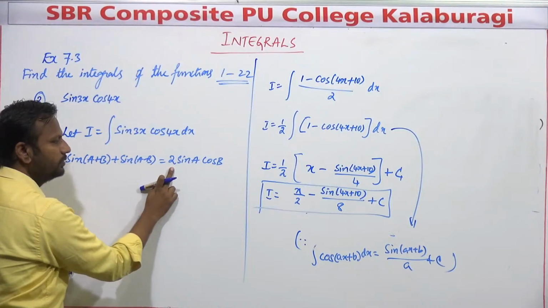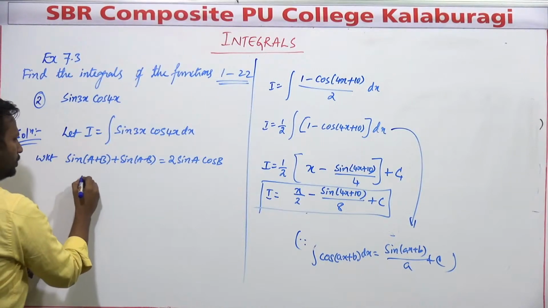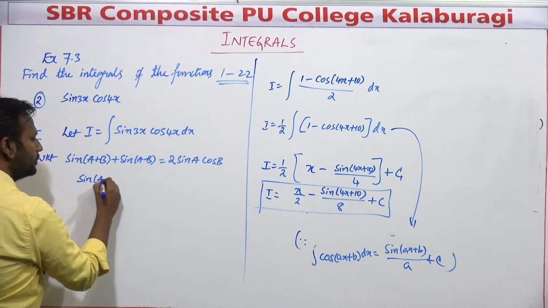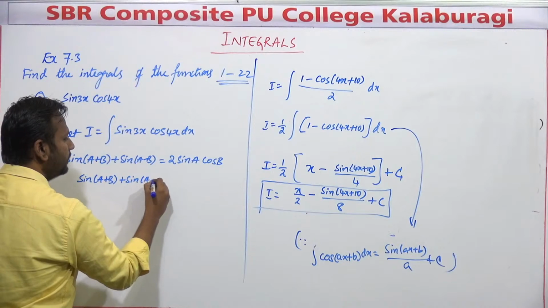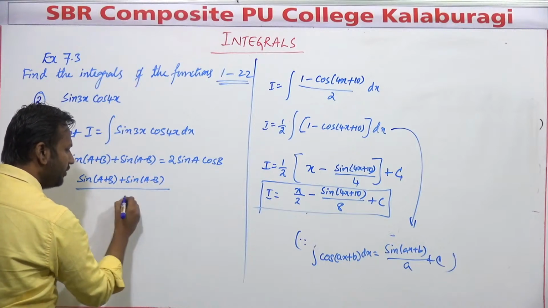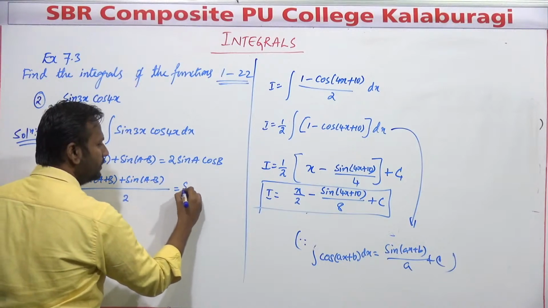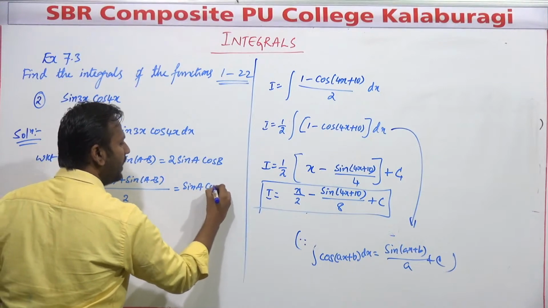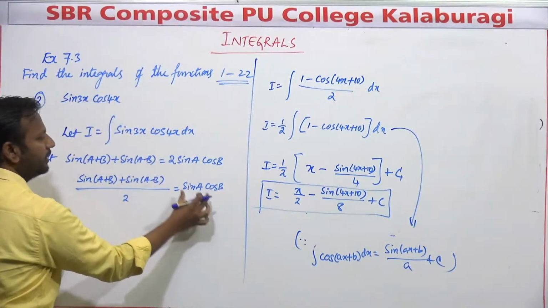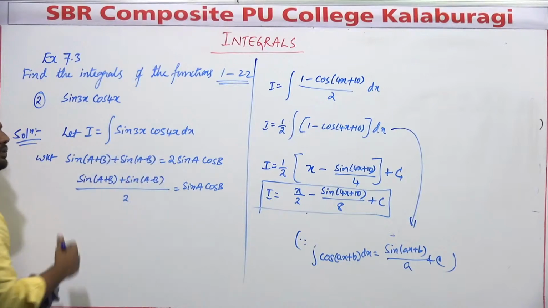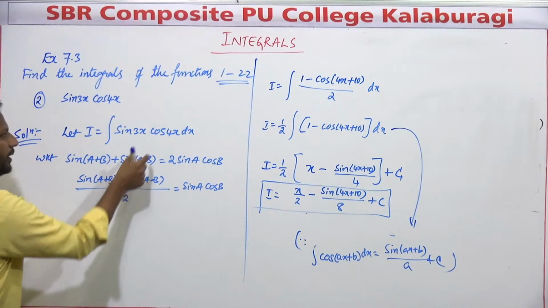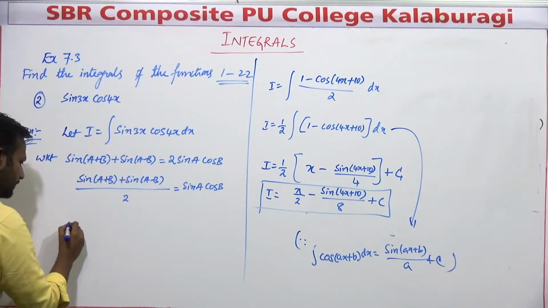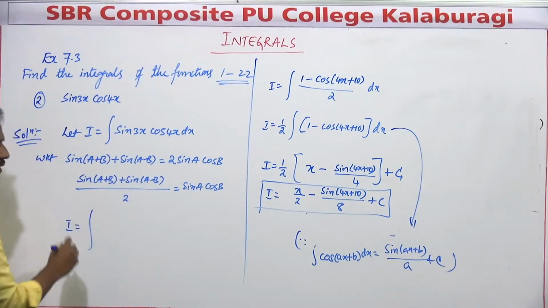I do not want the 2. So what do we have to do? Cross multiply it. So what happens? Sin of a plus b plus sin of a minus b, whole divided by 2, is equal to what now? Sin a cos b. So we have taken the integrand to this form by using the trigonometric formula. Now apply this sin a cos b format in the integrand.